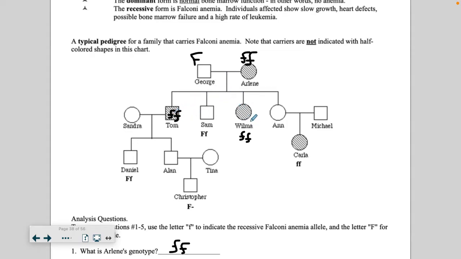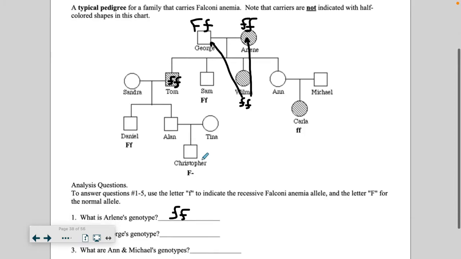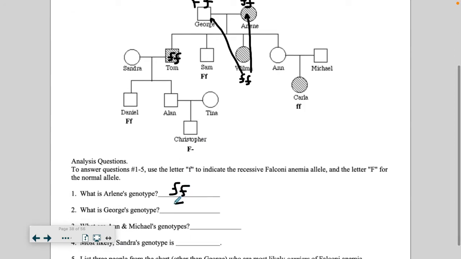Let's just look at Wilma. Wilma got one of the little f's from Arlene. Where did she get the other little f? She got it from George. So George is actually a carrier for it, okay? So George is going to be big F, little f.